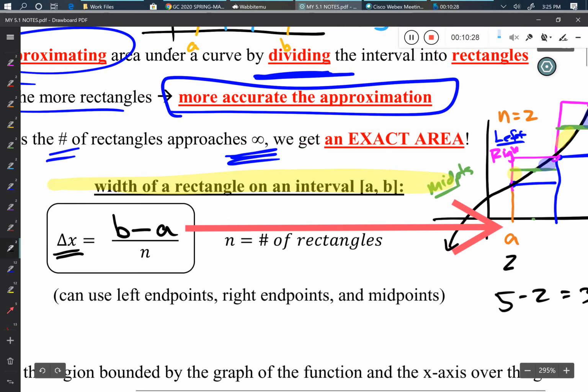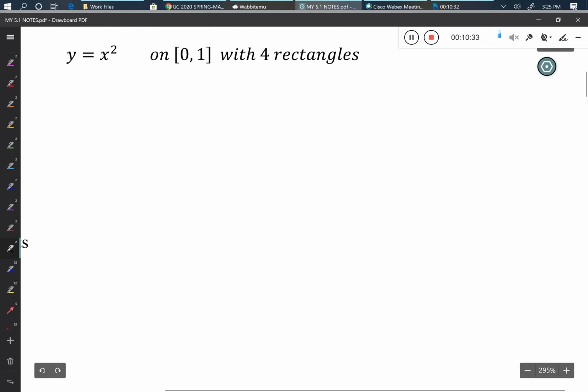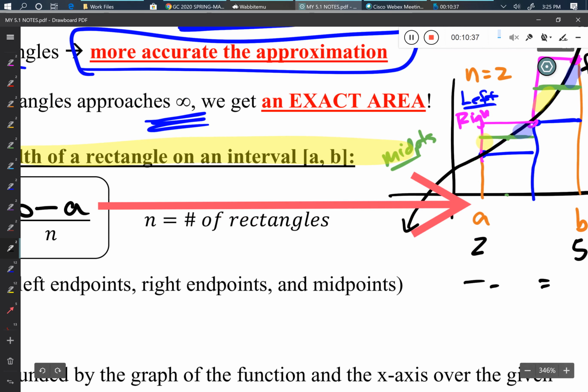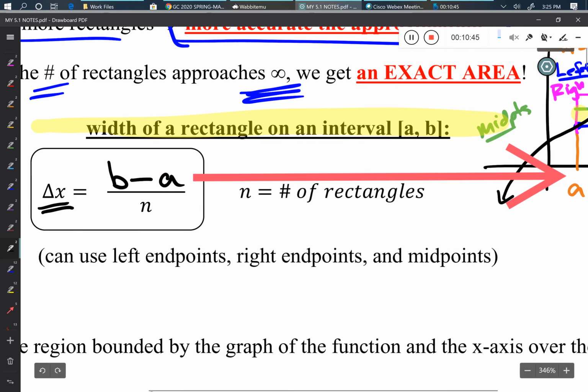We divide it by n, because n is the number of approximating rectangles that we're going to be using. Now, if you're wondering where 2 and 5 came up, if you're hung up on that, I made those numbers up.